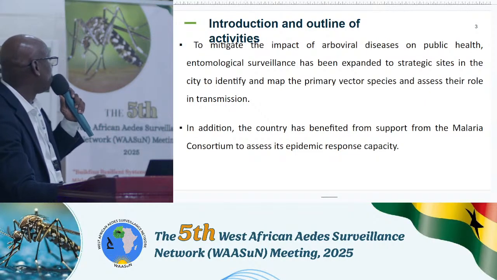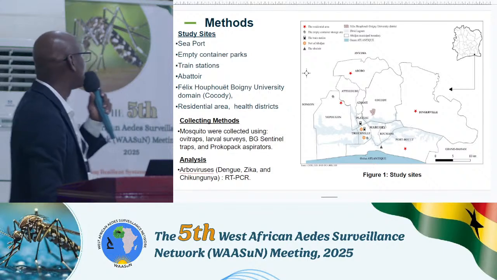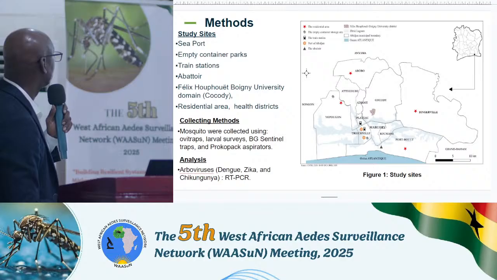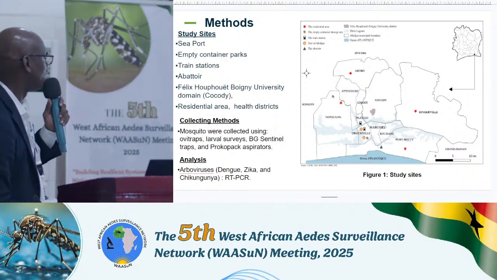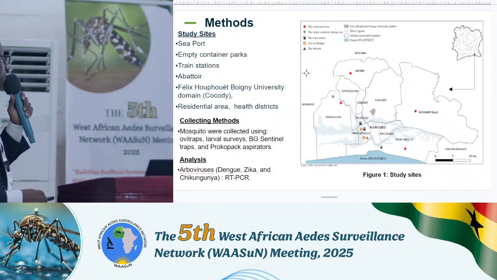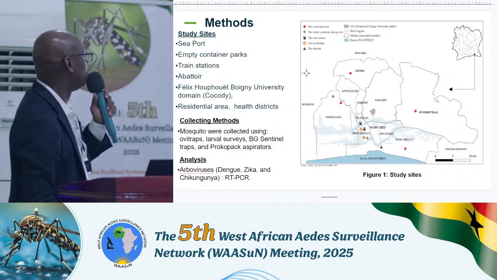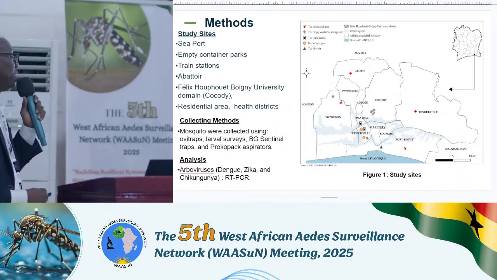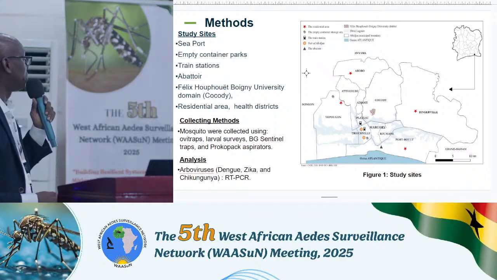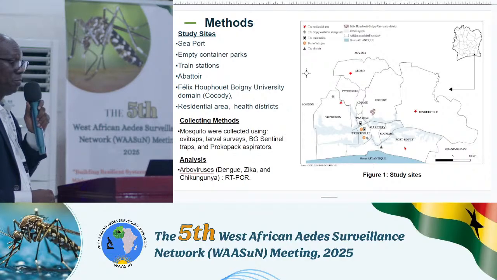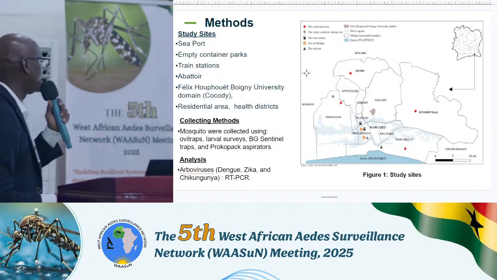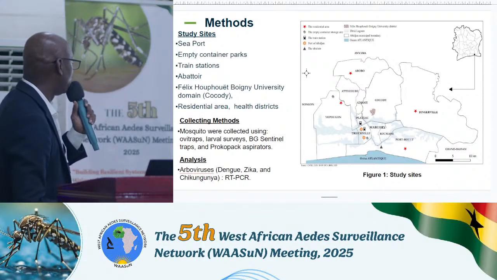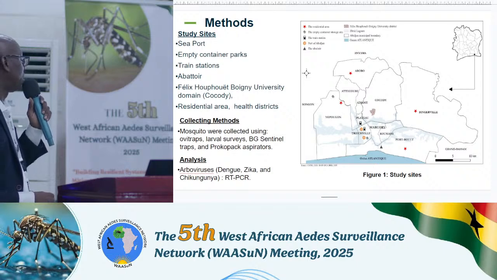Okay, so what methods do we use? We have many sites. In Abidjan, we work in the seaport, in Vridi, in the empty container park, in the train station, in the abattoir, in the University Félix Houphouët-Boigny domain, and in living areas of our city, in Cocody, Treichville, and Abobo. So how do we collect mosquitoes? We use several methods: ovitraps, larval surveys, BG-Sentinel traps, and aspirator with Prokopack. The analysis we do is arbovirus research for dengue, Zika, and yellow fever by RT-PCR.